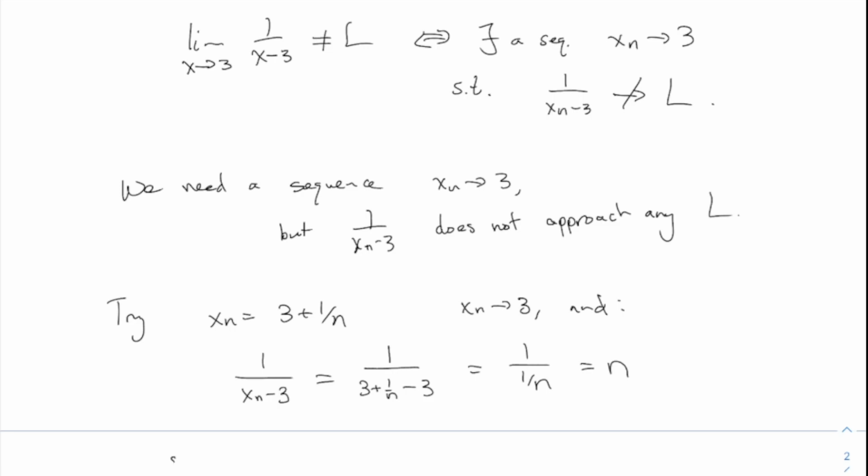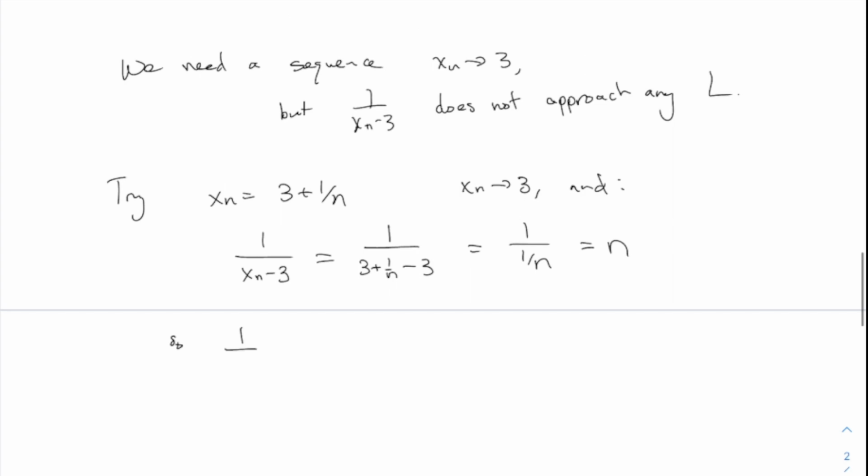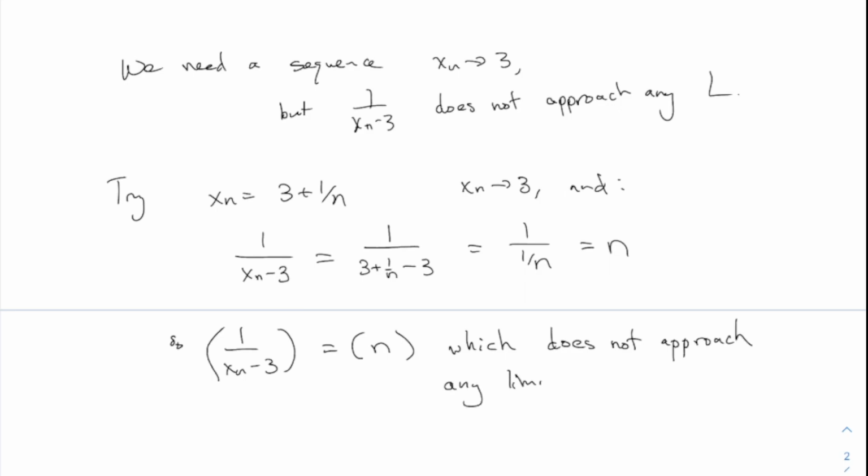So if I'm trying to be very explicit in my conclusions, this is actually the same as the sequence n, which does not approach any limit. All right, so that means that my conclusion is lim x goes to 3, 1 over x minus 3 does not exist. There is no limit.